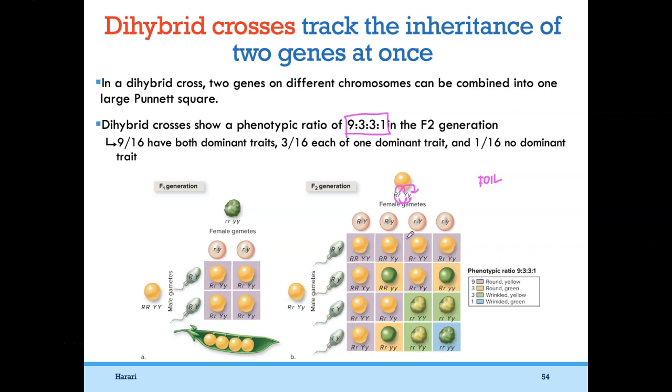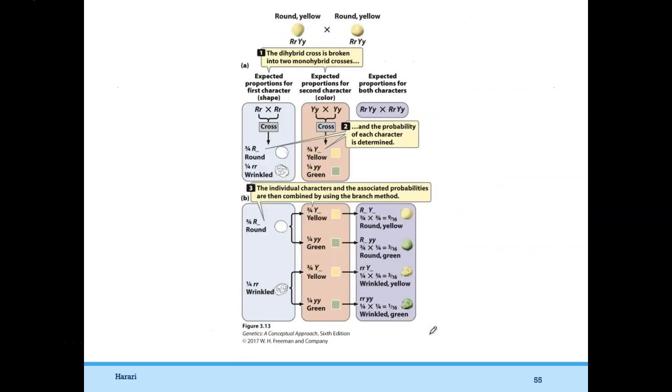And you would see that 9/16, all of them that are shaded in purple, will be round and yellow. 3 out of the 16ths, those that are shaded in yellow, are round and green. You have these 3 over here that will be wrinkled and yellow. And finally, 1/16 will be wrinkled and green. That's a dihybrid cross.